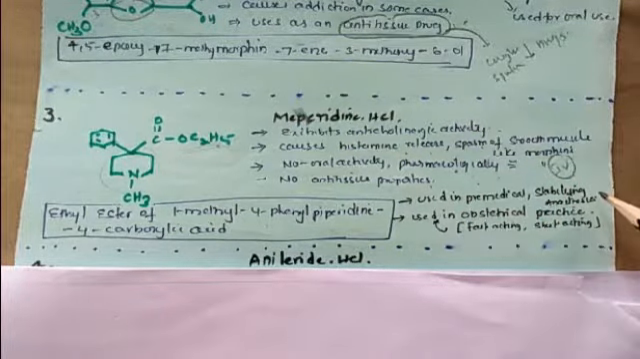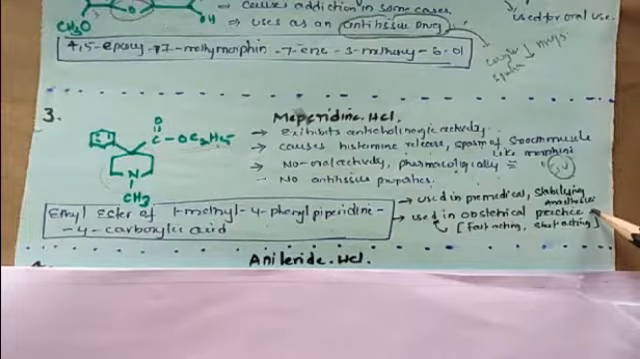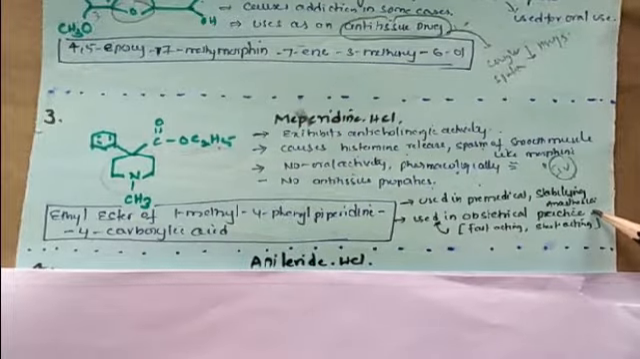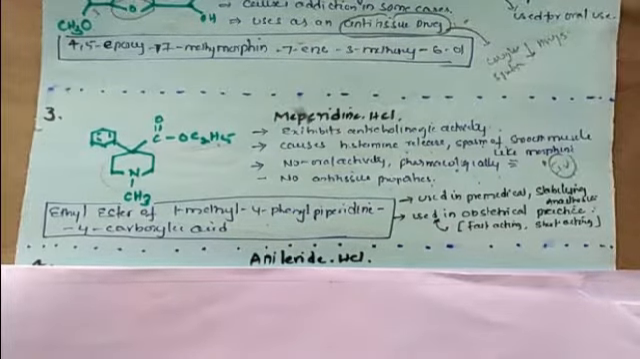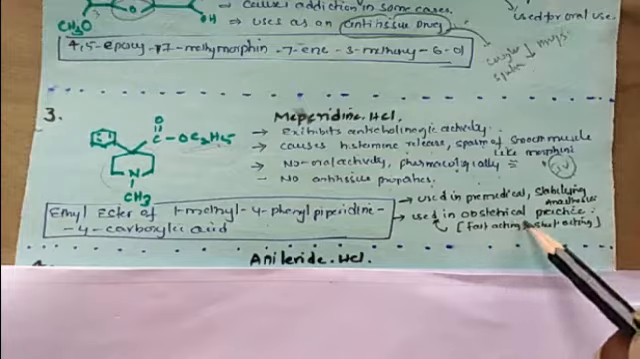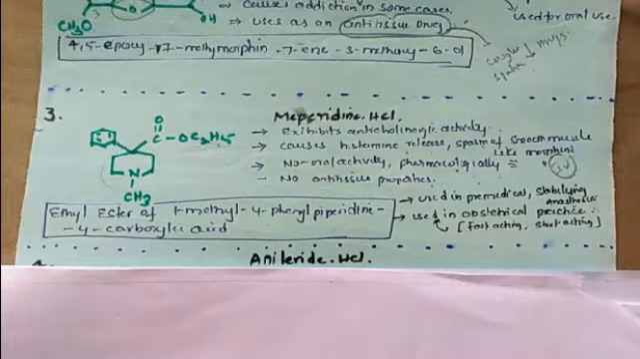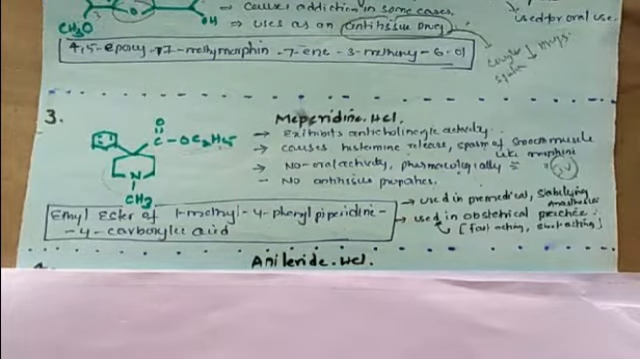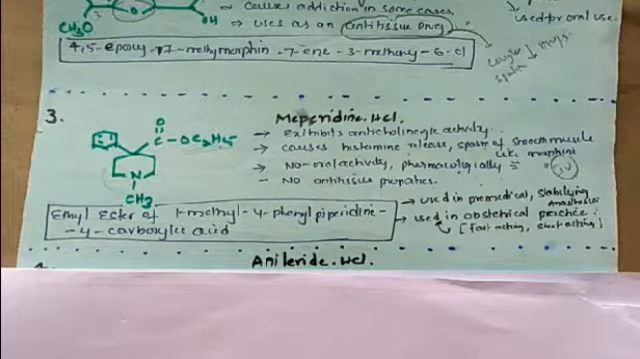Coming to the uses, it is used in pre-medication and stabilizing anesthesia, to stabilize the patient. Stabilization means making the patient not move. It is also used in obstetrical practice. Generally, whenever delivery is occurring, sometimes the baby will not come outside. In that case, this drug is used. So it is used in obstetrical practice.